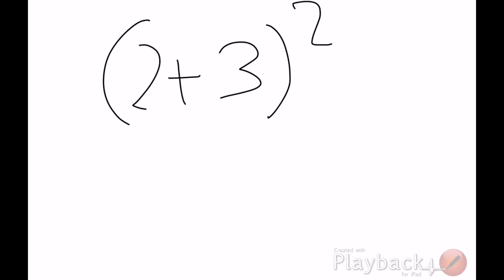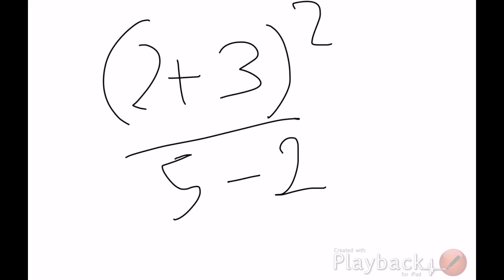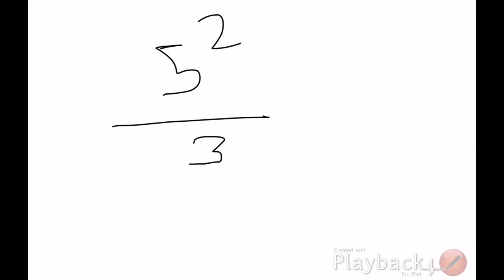Let's get started with the sample problem. 2 plus 3 whole square divided by 5 minus 2 times 3 over 5. So 2 plus 3 whole square is 5 square over, and 5 minus 2 is 3. We have 3 over 5.